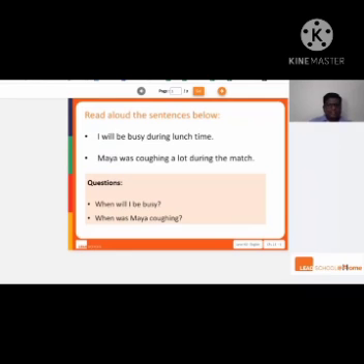Okay. Now let's look at one more preposition. I will be busy during lunch time. Maya was coughing a lot during the match. Okay, now these are the two sentences.